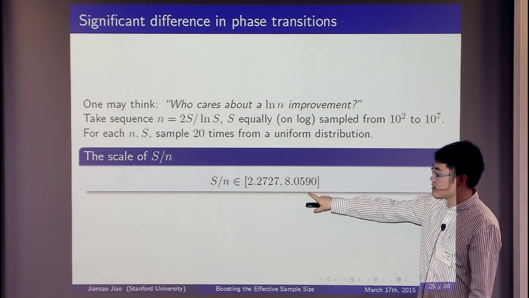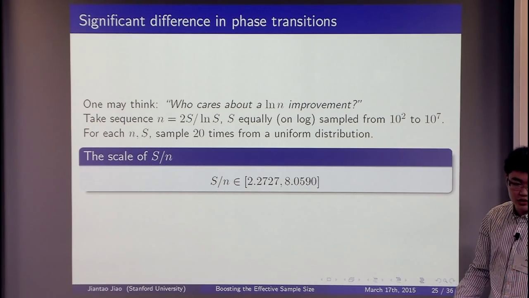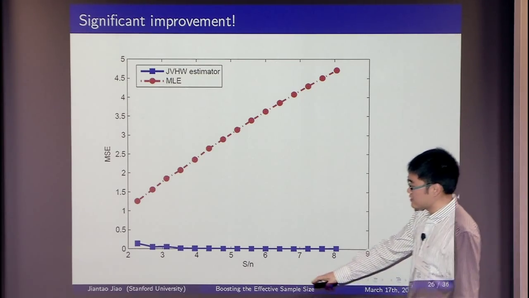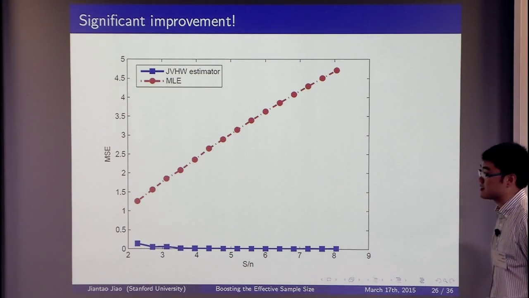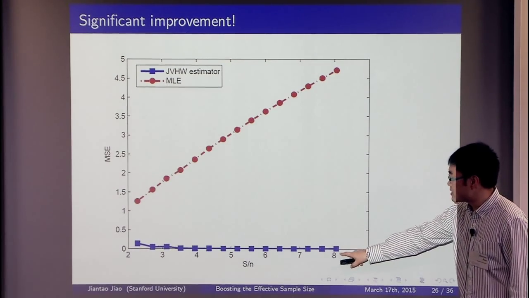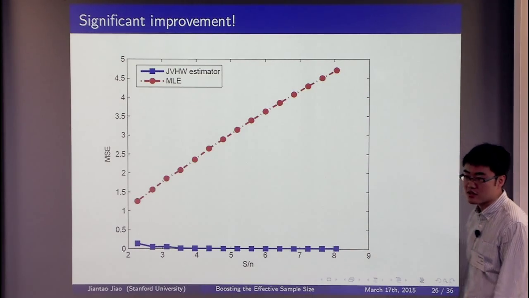They really give a sense of s over n. It actually means really big; you are really in the undersampled region. S is very big compared to n. Here's the performance, the last plot I'm going to show. You can see that s over n is 2 over 8. It's really big. The MLE is really, really bad. Here, at this point the entropy is roughly 14. The MLE achieves a mean square error of 4.5, while ours is essentially 0.